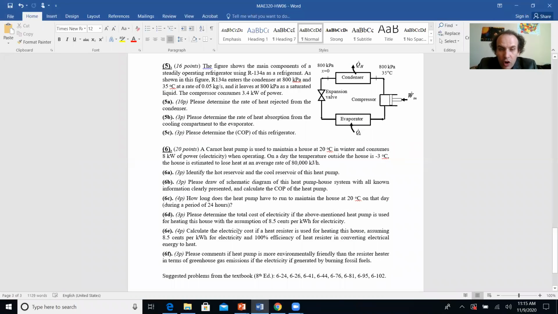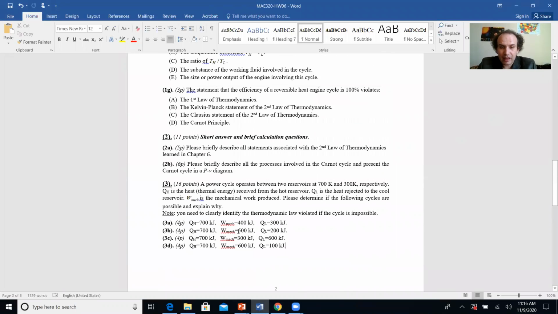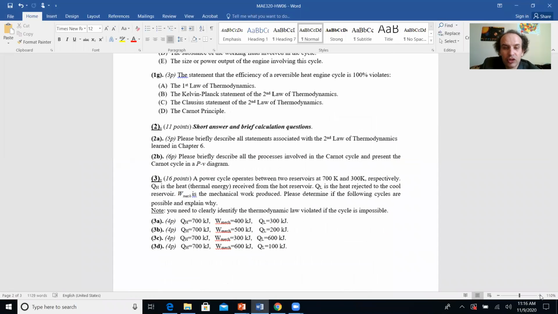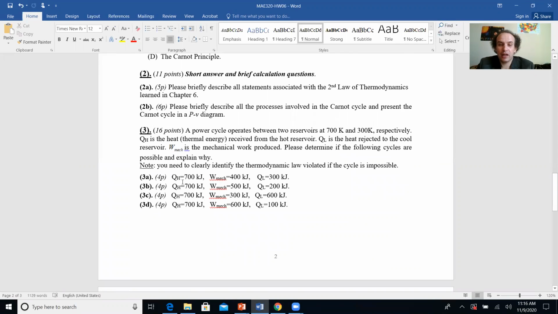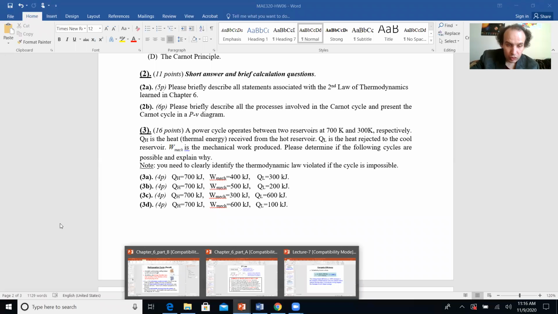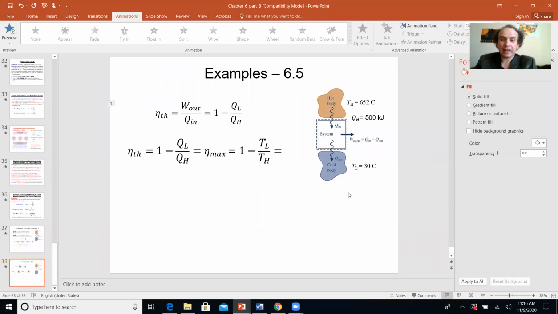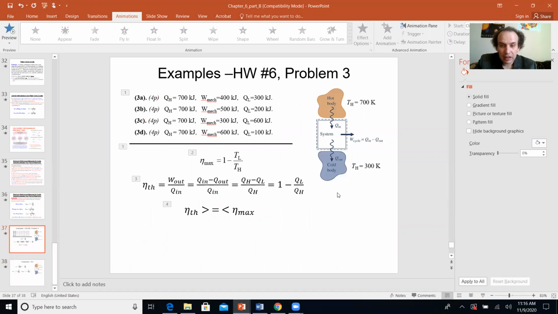Okay, in your homework, you have a couple of interesting examples. For instance, on my screen now, you see your homework. In your homework, you have example number 3, right? It states that you have a power cycle which operates with 2 reservoirs, and there are 4 conditions for how QH, QL, and mechanical work can be. Your task is to investigate how it works and what is possible and what is impossible. So what are you going to do here? Let me go to my slides and consider this example. Again, I will not finish it until the end, but just give you some hints.